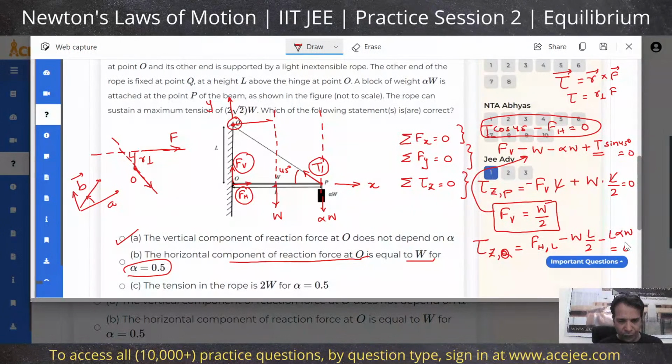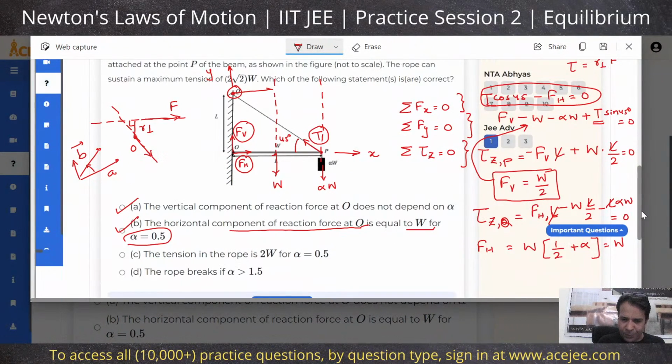Have I missed any other force? I don't think so, right, beta? So Fh into L, Fh into L, cancel out. So Fh is W times (1 by 2 plus alpha). If alpha is 0.5, then this is W times (0.5 plus 0.5), which is 1. So Fh is W.